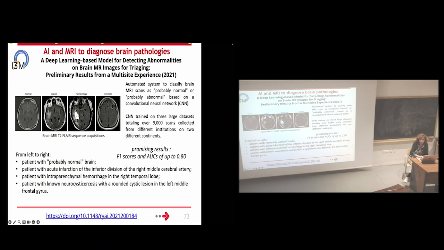But the paper also shows the problem that we have with the homogenization of different cohorts of patients, because here you have different equipment, you have different places with different sequences, so different characteristics is really a challenge to solve. But that gives you really interesting information to have a more generalized system.